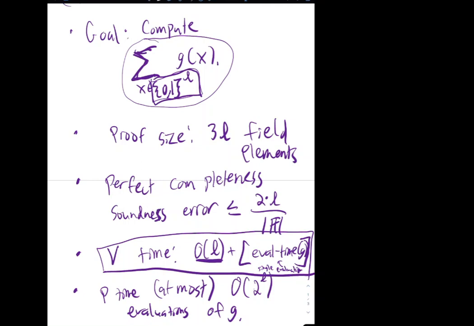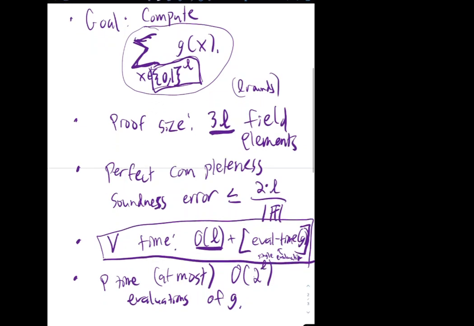Now there are L rounds, one round per variable of the protocol. Each round, the prover sends a univariate polynomial of degree at most 2. Such a polynomial can be specified with just 3 field elements, and hence the proof length is 3L field elements. The protocol is perfectly complete, so the honest prover always convinces the verifier to accept.